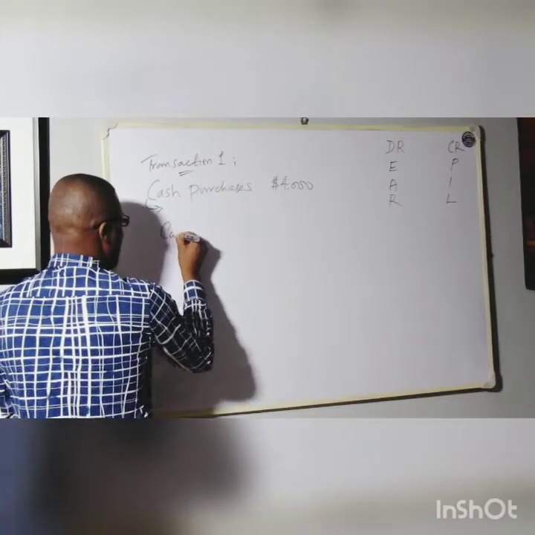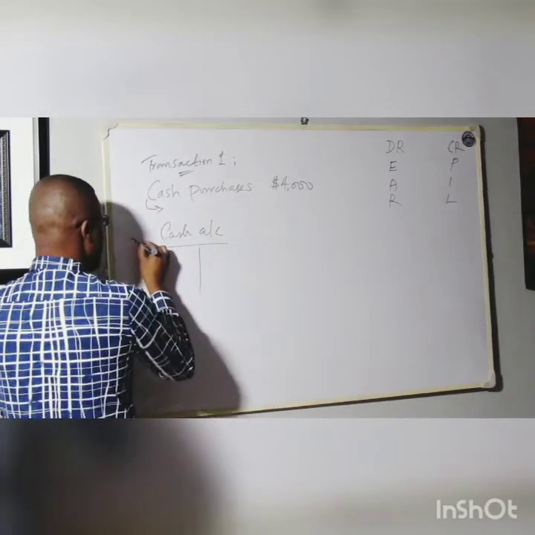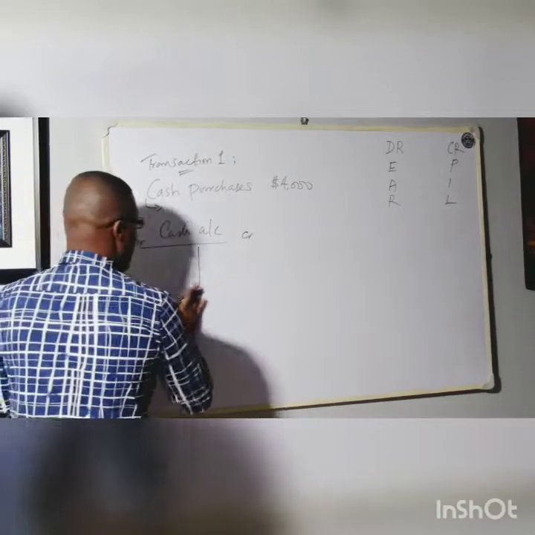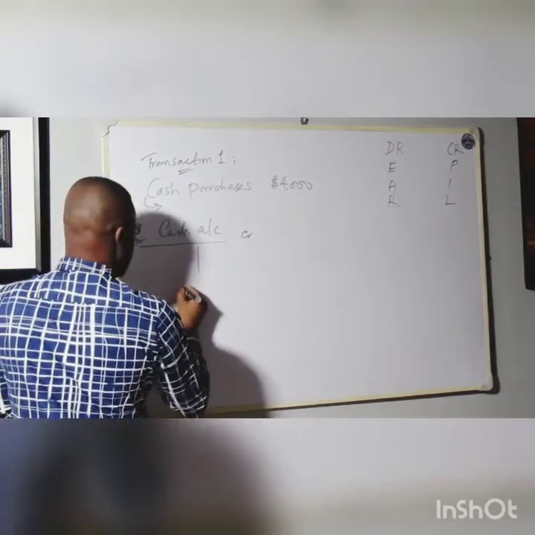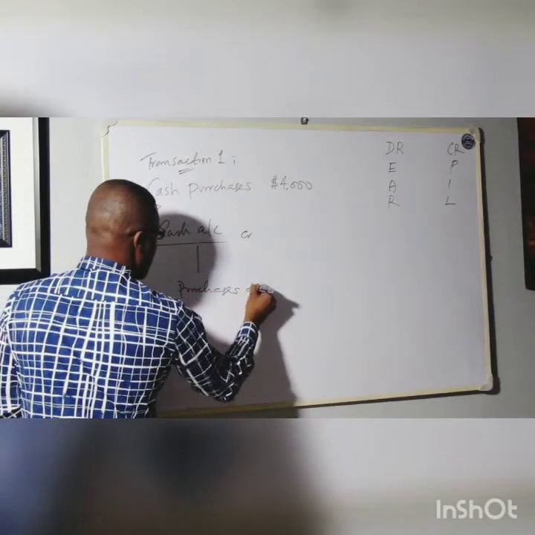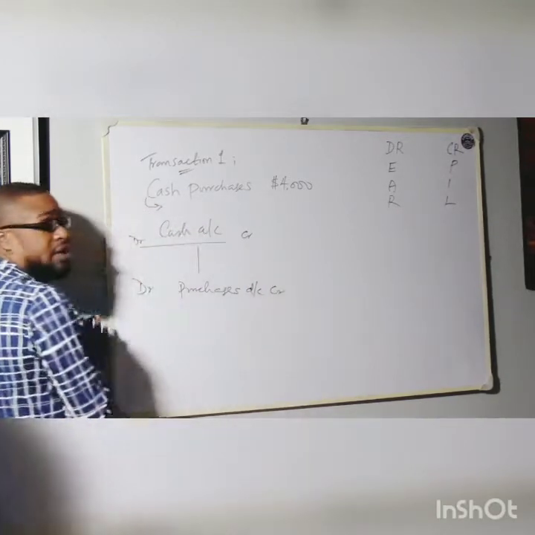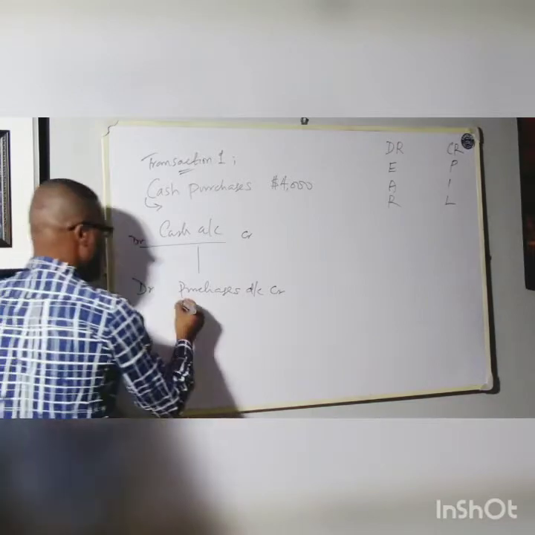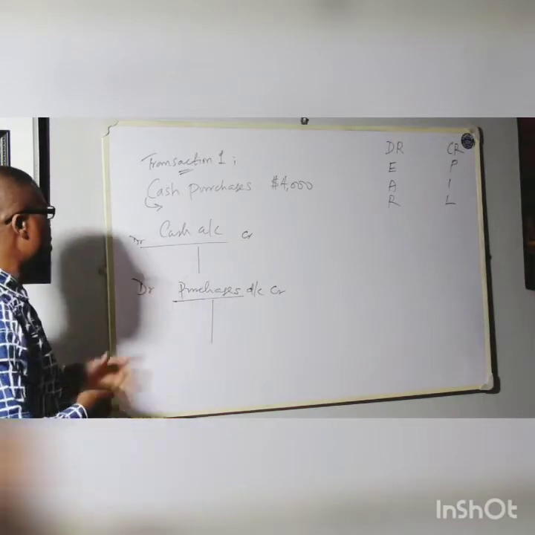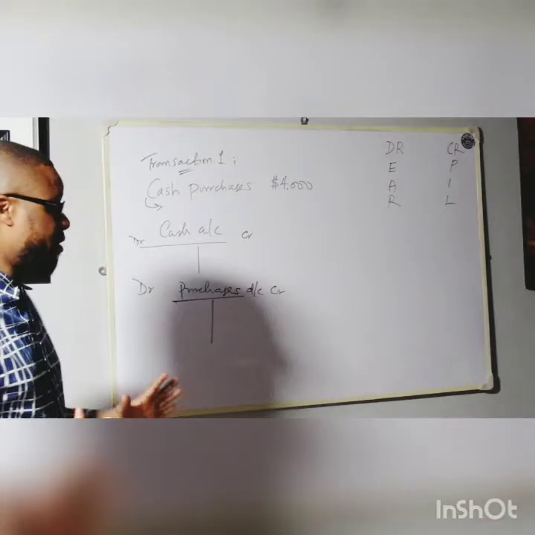The first account will of course be the cash account. You have debit on the left side, and credit on the right hand side here. Then I also have the purchases account, which has 2 sides as usual. On the left side you have the debit, and on the right hand side you have the credit. So what we need to determine at this level is which account is going to receive the debit entry and which account is going to receive the credit entry.